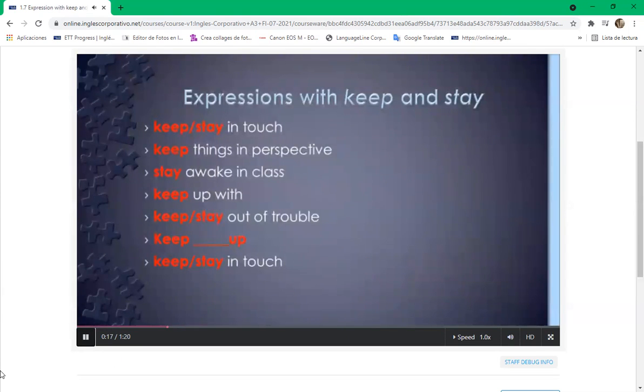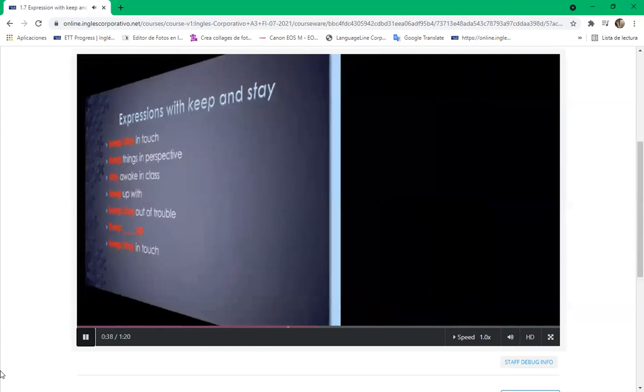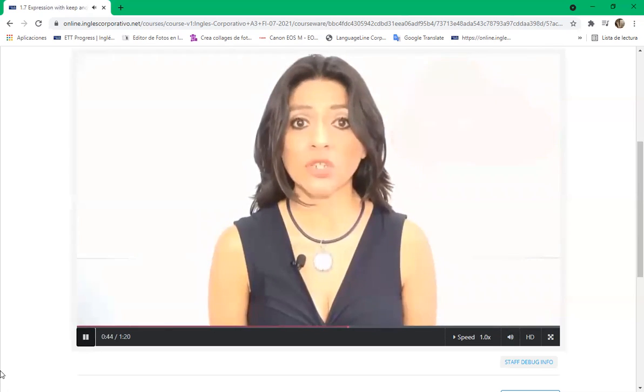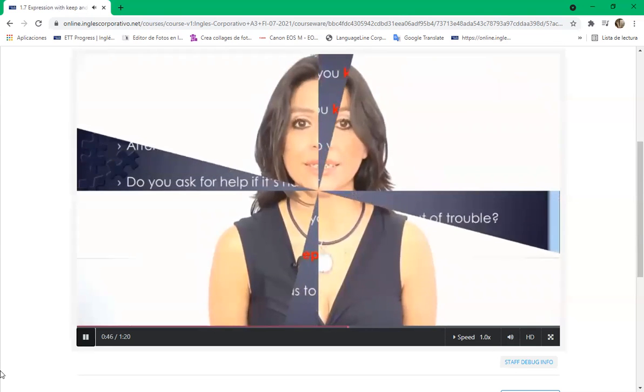Expressions with keep and stay. Keep or stay in touch. Keep things in perspective. Stay awake. Keep up with. Keep or stay out of trouble. Keep something up. Keep or stay in touch. Take turns answering these questions. Type your answers on our discussion box, then talk to your classmates in class.